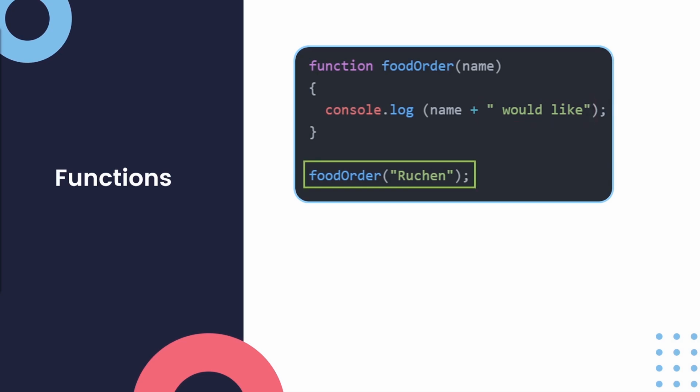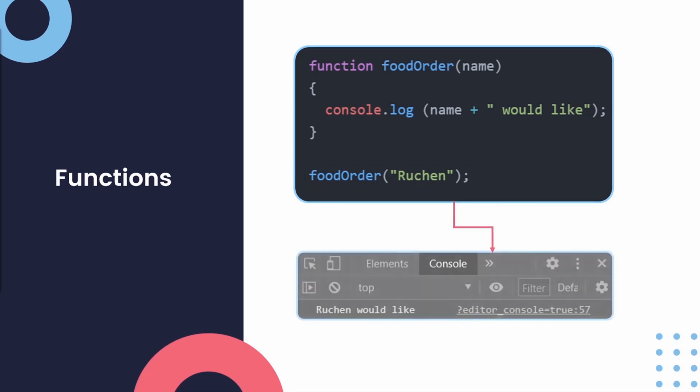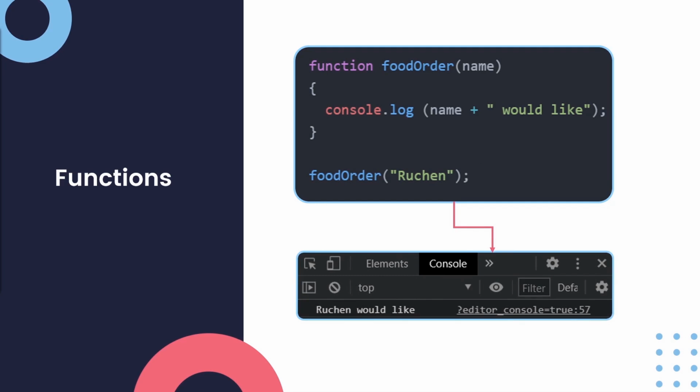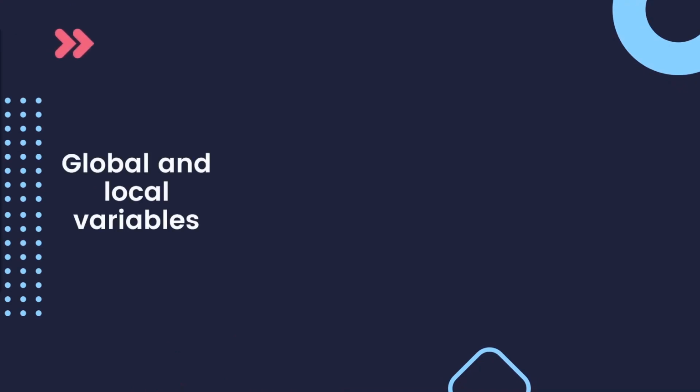Now, this is important. A function will never run if it's not invoked or if it is not called, and this is what the output would look like for this function. So we called the function food order, opened our parentheses and specified the keyword Russian, and then closed the parentheses, and then essentially our output says Russian would like X, Y, and Z, for example. Great stuff. Now, when it comes to functions, there are these things called global and local variables.